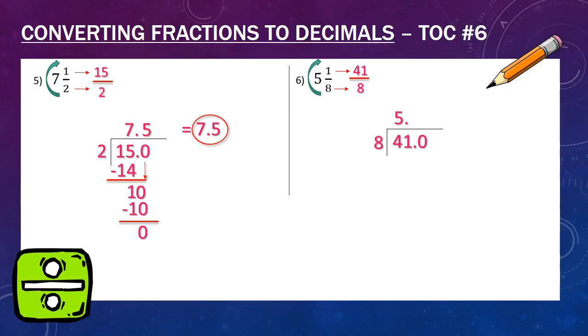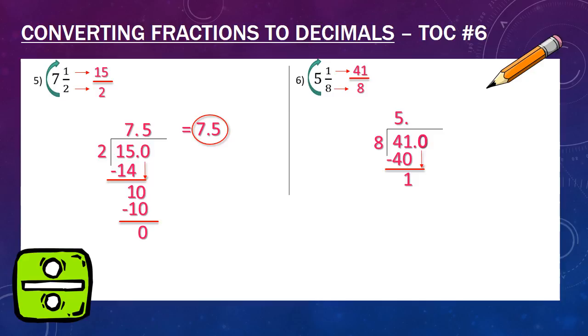When we multiply 8 times 5, we get 40. When we subtract, we have 1 left over. Can't stop there, so we've got to bring down a 0. 8 goes into 10 only one time. 8 times 1 is 8. When we subtract, we have 2 left over. Since we still have a number, we've got to add a 0 and bring it down.